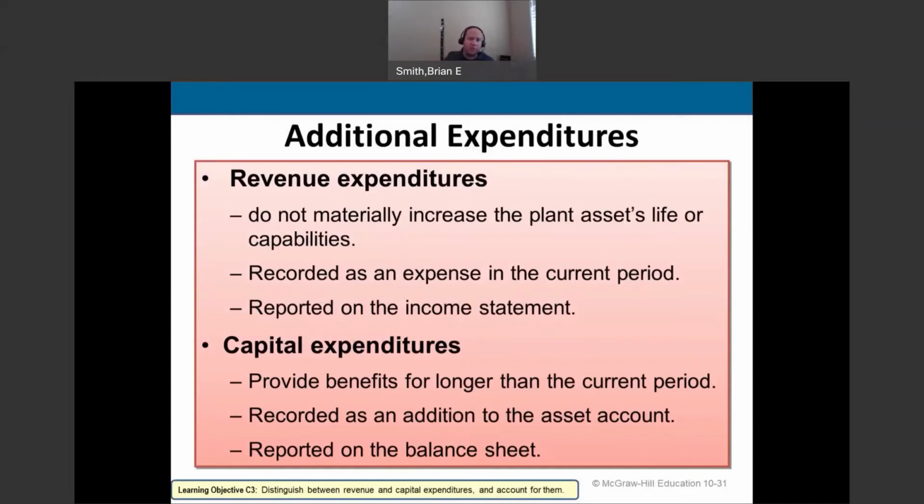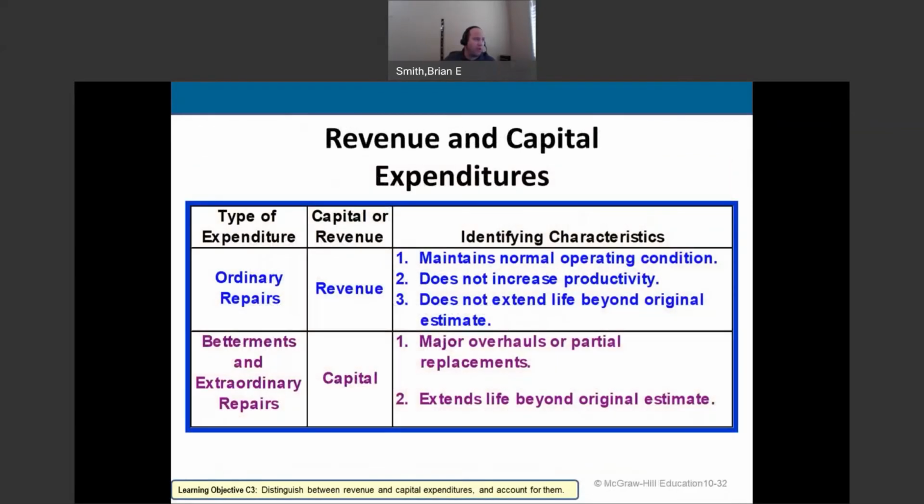But capital expenditures, it's going to improve the equipment. It's going to increase its useful life. It's going to help it produce more things or whatever. We are going to add that to the assets account, and we'll go forward with that. So here we go. Ordinary repairs, maintenance, oil the machine, clean it up, do those things. That's not going to really increase anything. It's just going to keep it to its normal useful life.